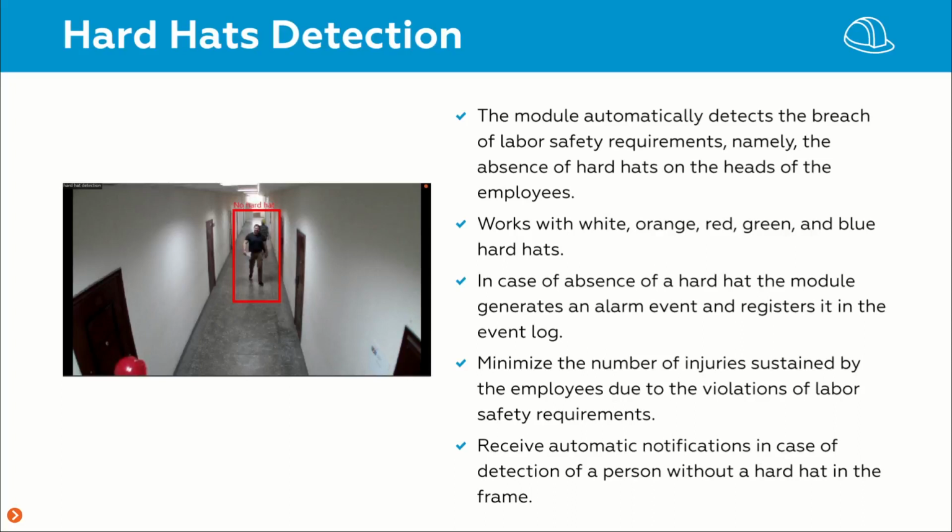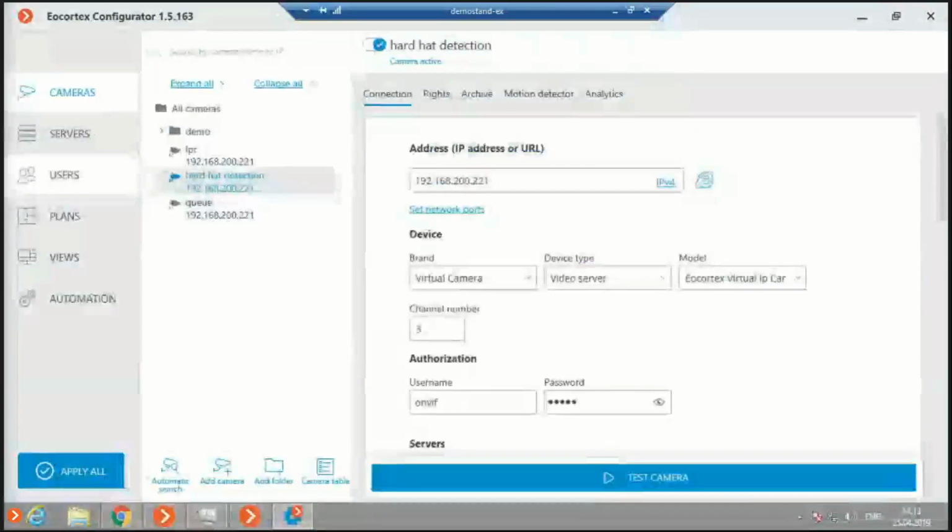If an employee without a hard hat appears in the frame, the module will register this event and record the infraction in the log. You will be able to capture the moments of the infraction, view it in the video archive, identify the offender, and react promptly. You receive an automatic notification about each violation, and the frame with the violation is sent to your email or, for example, Messenger. And now we will demonstrate the module's operation in real time.